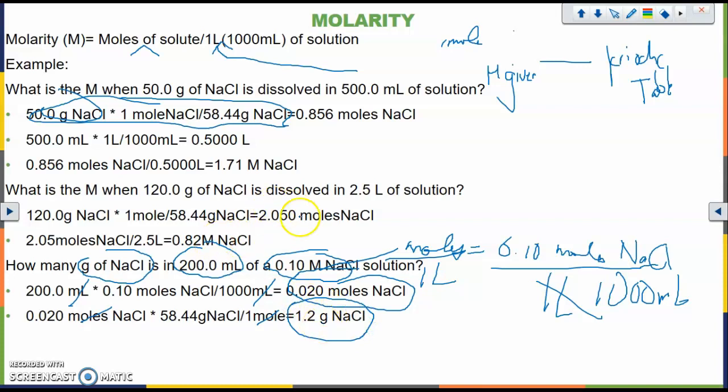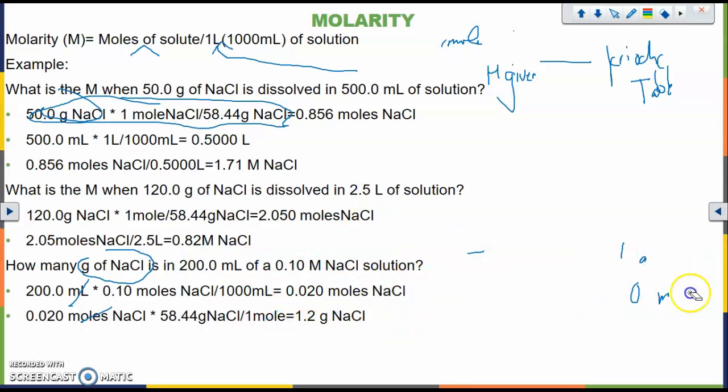which means that the way someone made the solution, sorry, okay, so I should erase a lot of these things. So the way that someone made this solution, right, is in 200 mils, you could possibly get a 0.1 molar. You take 200 mils and you just dissolve in it 1.2 grams of sodium chloride.